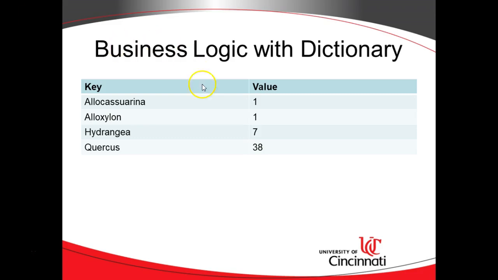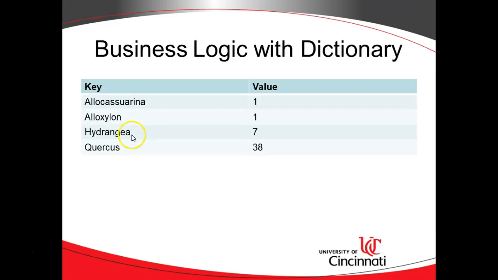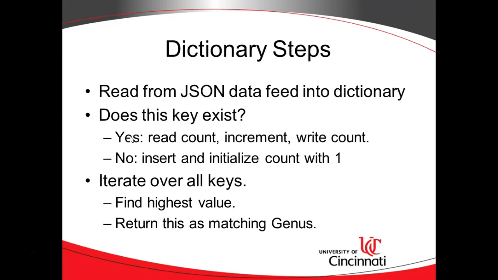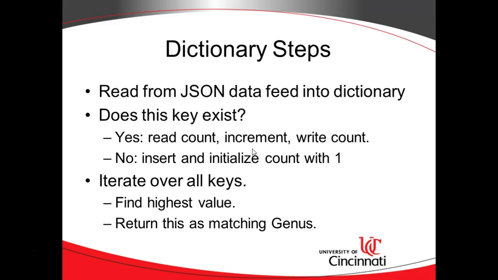So objective number 1 is going to be to read the JSON and then populate this dictionary with a counter of how many hydrangeas there were, how many Quercus there were, and so on. Now, to populate the dictionary, we're going to need a bit of logic as well. We're going to first need to go to the dictionary and say, okay, I have the genus Quercus. Does this already exist in the dictionary? If it does, read the count, which here we have 38, increment it, in other words, add 1, and then store that new count inside. If it does not exist, then insert a new row and initialize it with a count of 1.